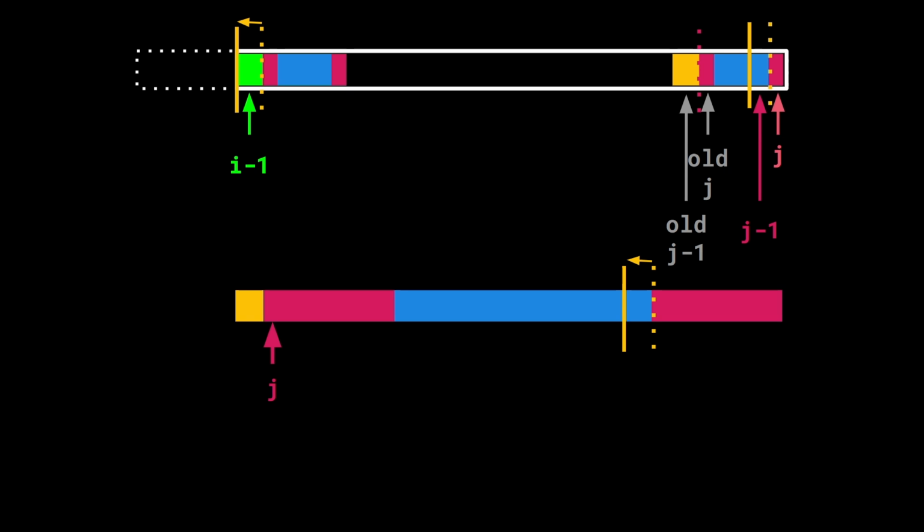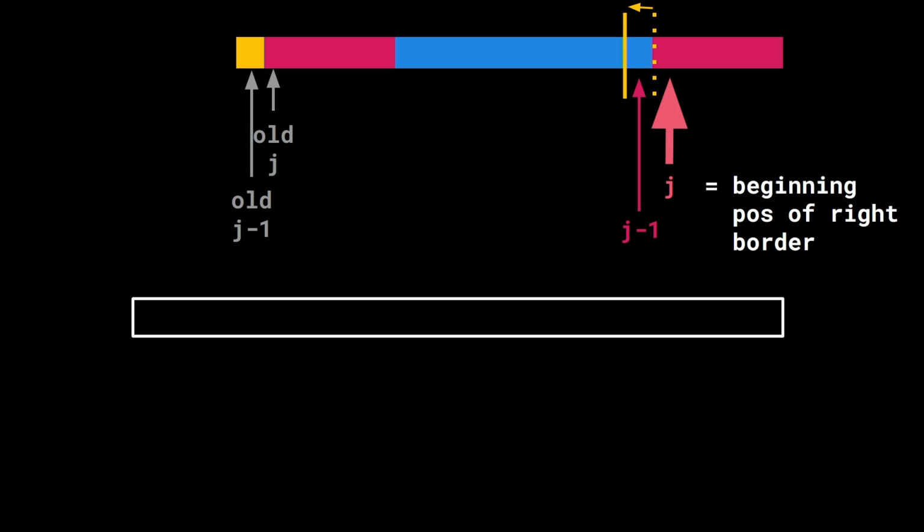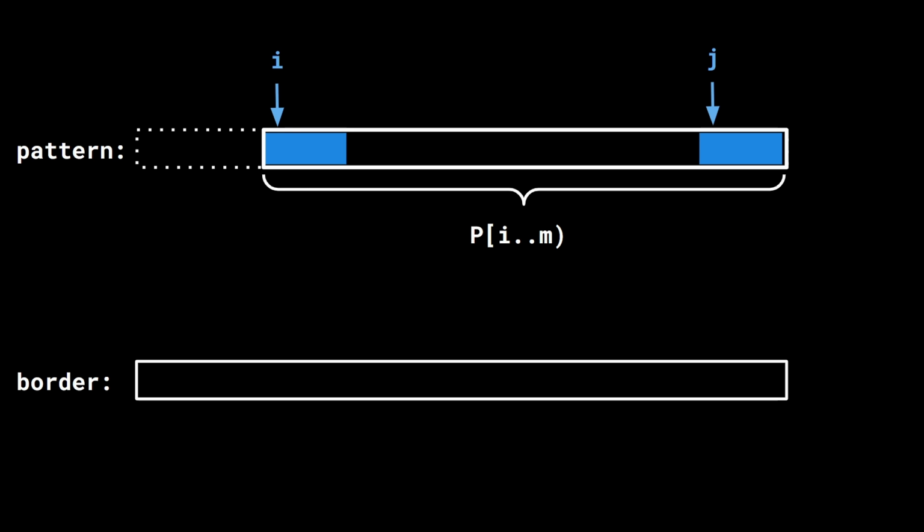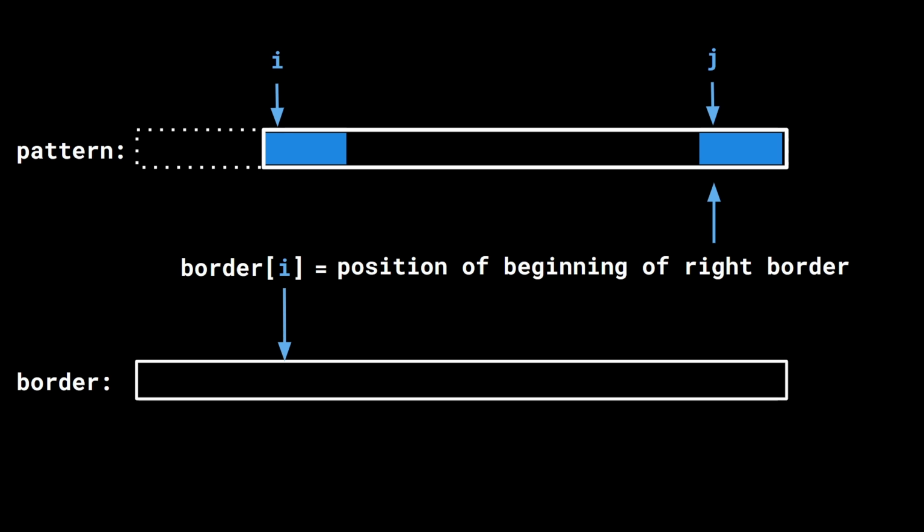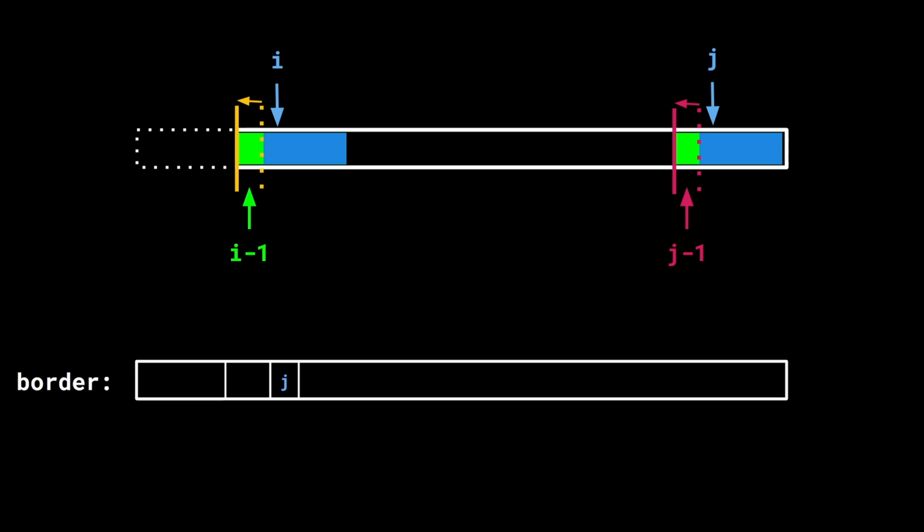So in order to change the value of J to the new one, we are going to need to store for each J the position of the beginning of the right border. And we are going to do that with an array called border. But how do we fill it? Let's say that we know that the blue area is the border of the suffix of P starting at I. It means that the border of I must contain the position of the beginning of the right border, which is J. Now, if we look at the border starting at index I-1, if P[I-1] is equal to P[J-1], then the border of I-1 is J-1.